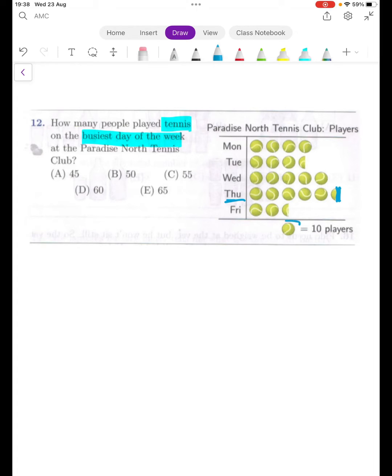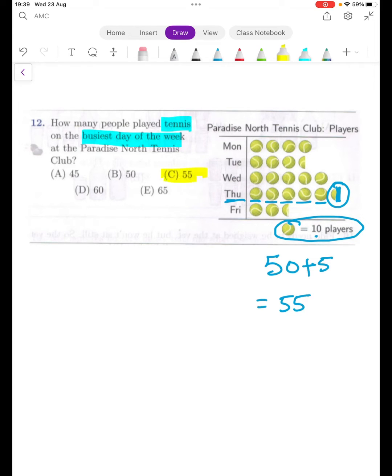So let's see, each ball represents 10 players. So that's 10, 20, 30, 40, 50. And there's half a ball here, which represents half of 10. That means 5. So this is 55 players. So our answer is 55, which is C. This is our answer.